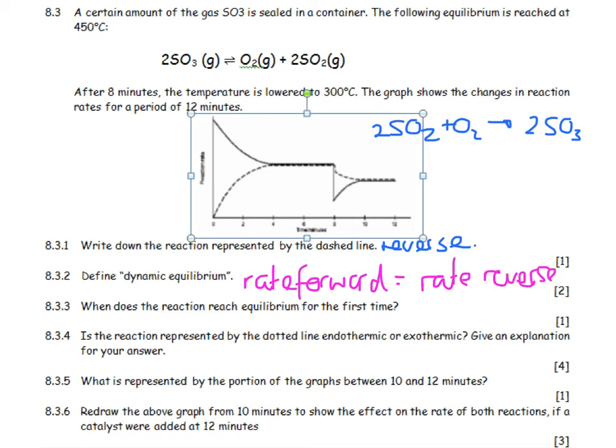When does this reaction reach equilibrium for the first time? Over here, at 4 minutes. Is the reaction represented by the dotted line endothermic or exothermic? Give an explanation. Well, something happens over here, and we've lowered the temperature. Lowering the temperature seems to have had less of an effect on the dotted line than on the solid line. So there was a small effect on the dotted line. In other words, the dotted line was favored. So at least the reverse was favored.